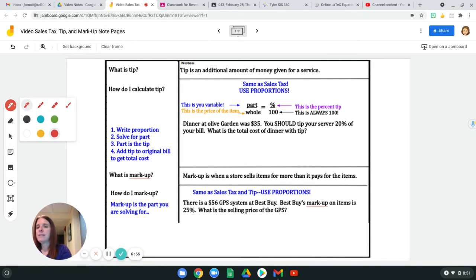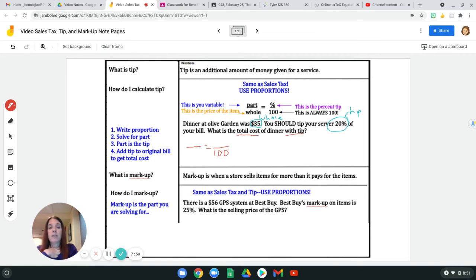All right, so let's identify what we have. $35, that is my whole. That's how much dinner cost. 20% is the tip that should be left. And we are looking for total cost of the dinner with tip. So we have to find how much the tip is and then add that on to our $35. All right, let's get our proportion set up here.